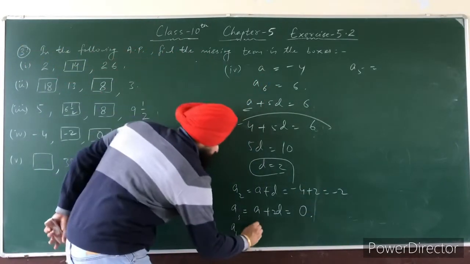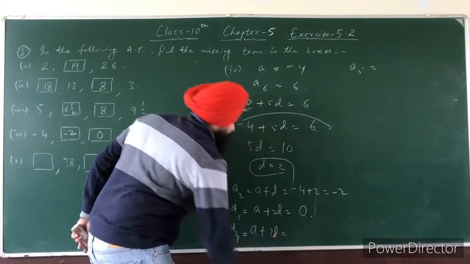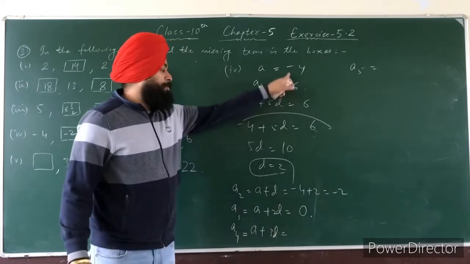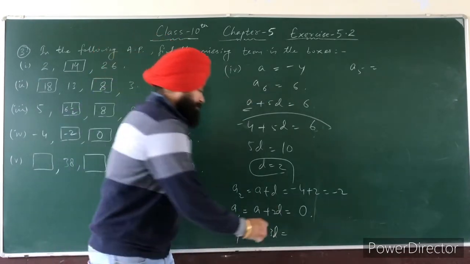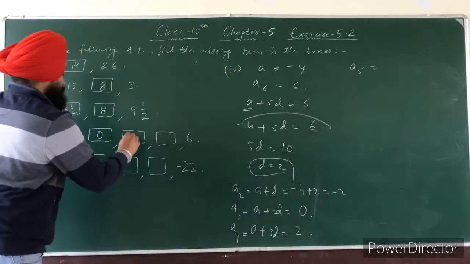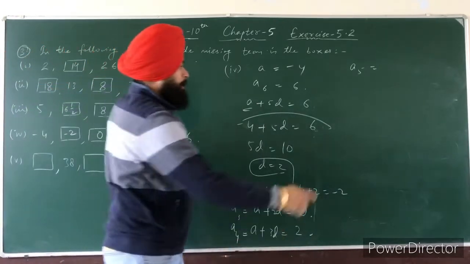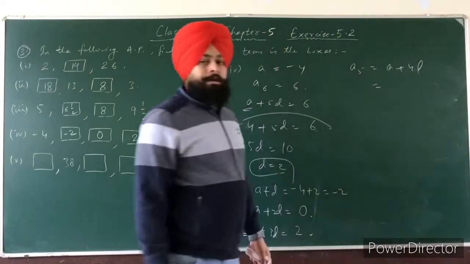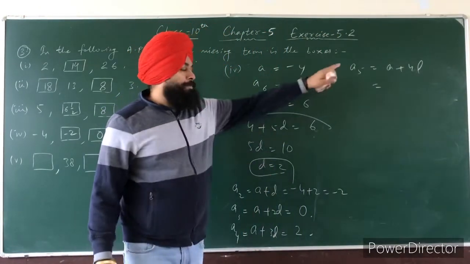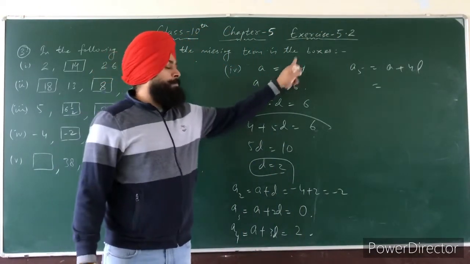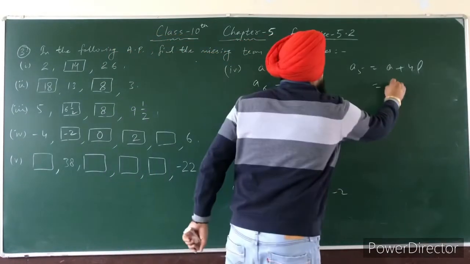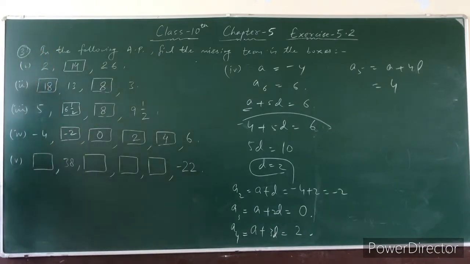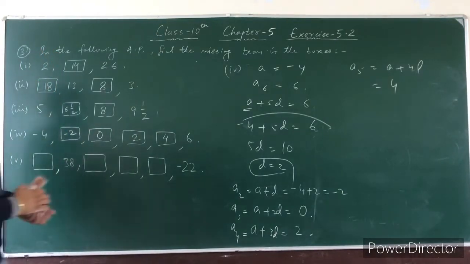Again A4. A4 is A plus 3D. D is 2 and 3 2s are 6. So -4 plus 6 is how much? 2. So the value for fourth term is 2 here. And the last A5. A5 is A plus 4D. Again D is 2. So 2 4s are 8 and -4 plus 8 is 4. It means the value for fifth term is 4 here.